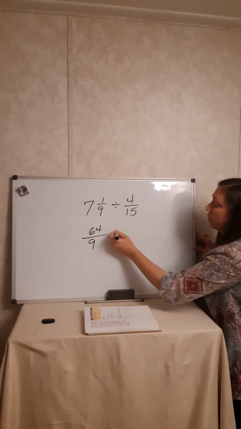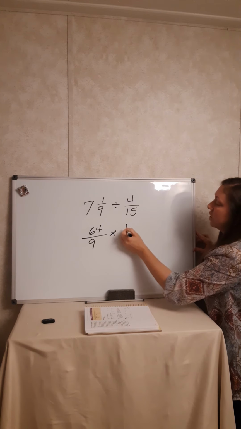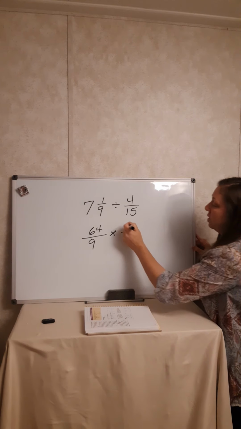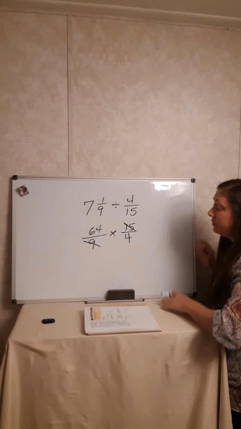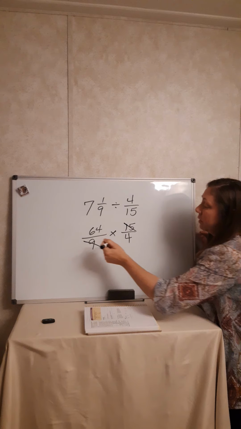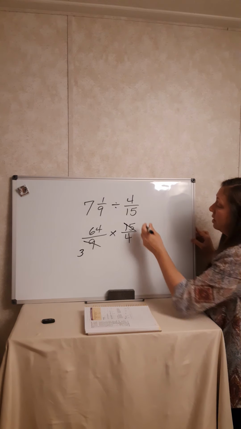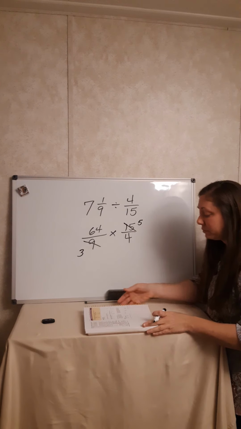Change your division to multiplication. Flip that second fraction, so 15/4. And you can divide here. Both 9 and 15 can be divided by 3. 9 divided by 3 is 3. 15 divided by 3 is going to be 5.